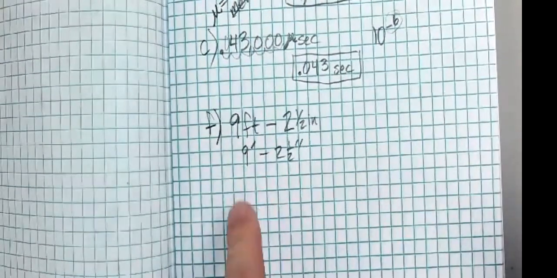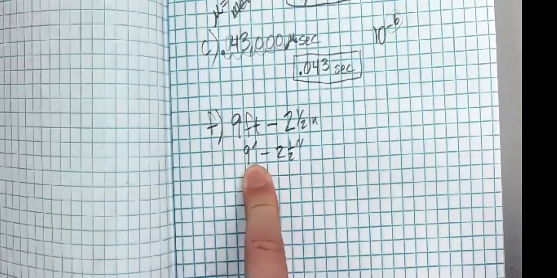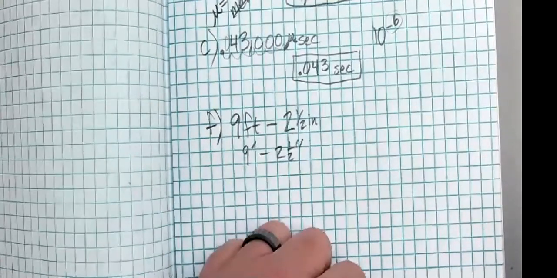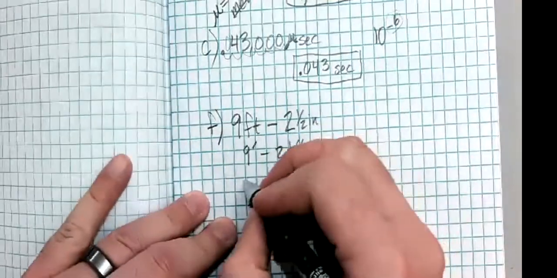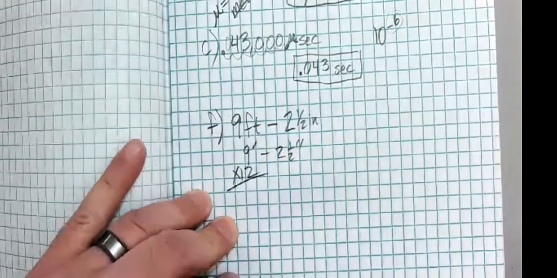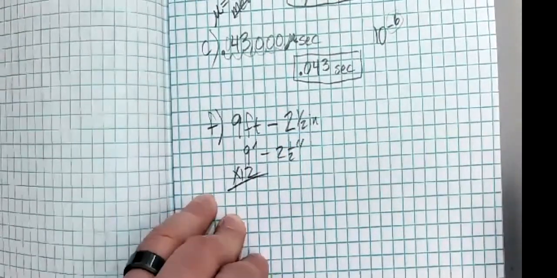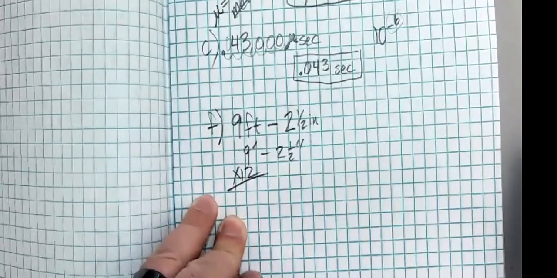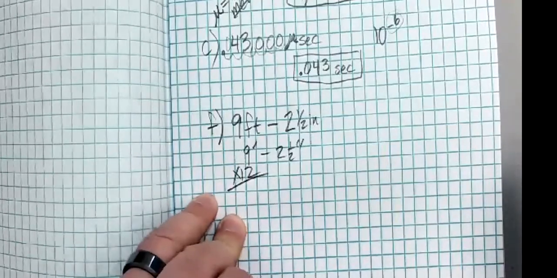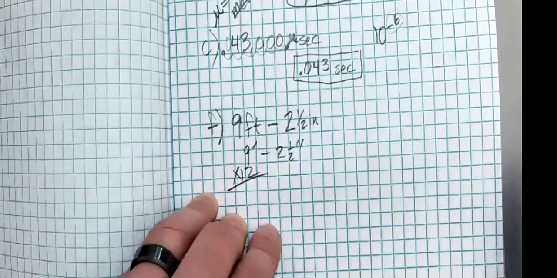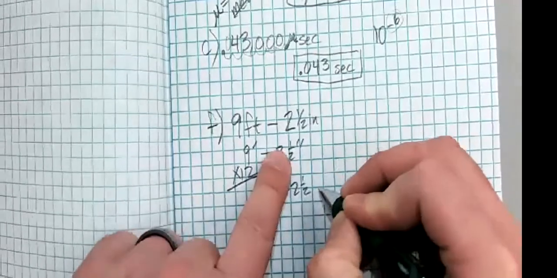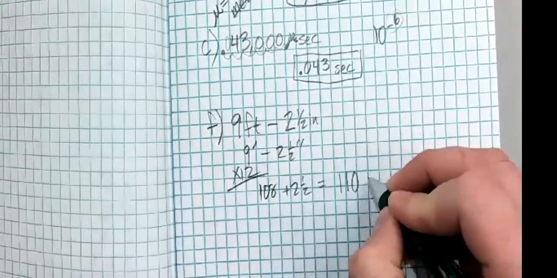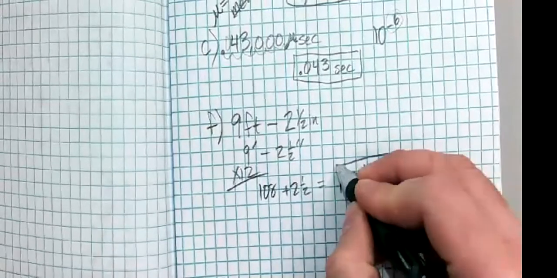So how would I go from 9 feet to inches? Like, how do I convert a foot to an inch? Multiply it by 12. Awesome. 9 times 12. What's 9 times 12? 108, if I recall. Yeah, so it's 108, and then we would add 2.5 for that. This would be 110.5 inches.